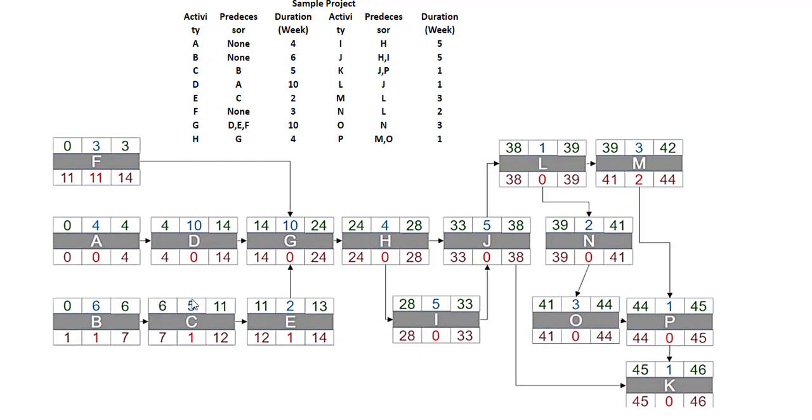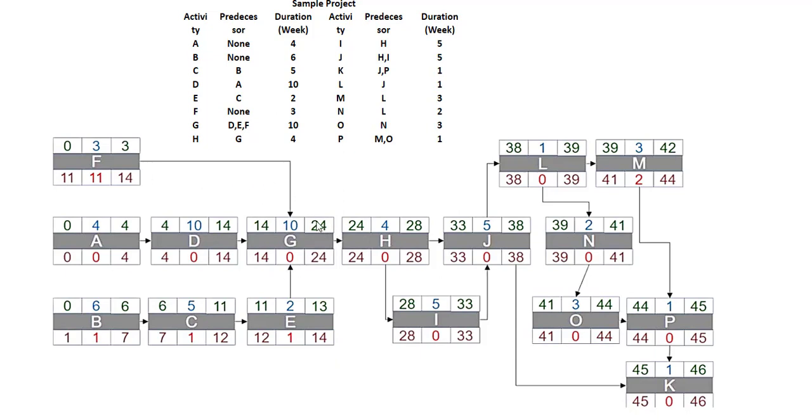It also requires 5 weeks of duration, so C will be completed in 11th week. Similarly, E has its predecessor as C. So E will follow activity C and hence it will start in 11th week, whereas it requires duration of 2 weeks. It will be completed in week 13. In case of F, it requires 3 weeks and it has no predecessor, so it has started on 0th and it will complete after duration of 3 weeks.